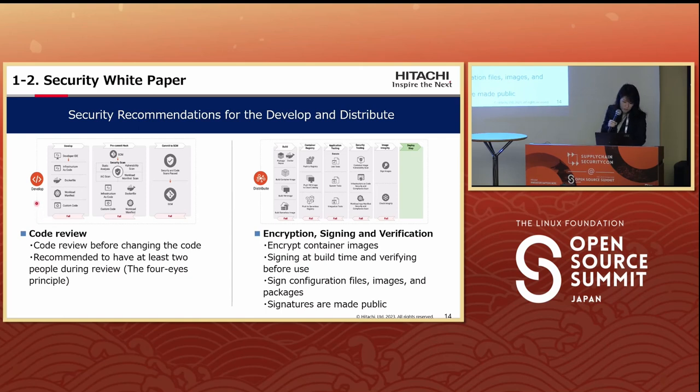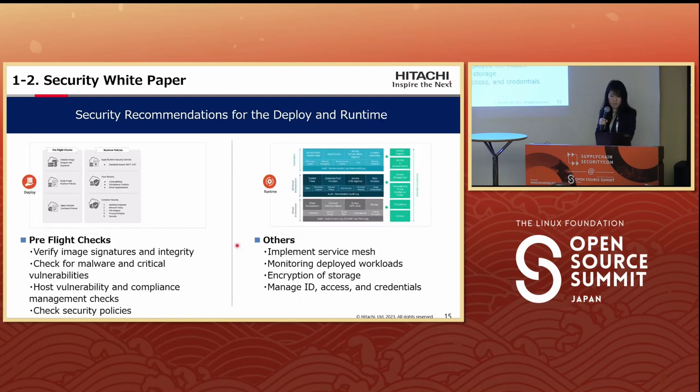In the category of develop, code review is recommended. Code review before changing the code, and the four eyes principle. In the category of distribute, encryption, signing, and verification are important. And in the category of deploy, verifying image signatures and checking security policy are important. And in runtime, implementing a service mesh and encryption of storage are important.